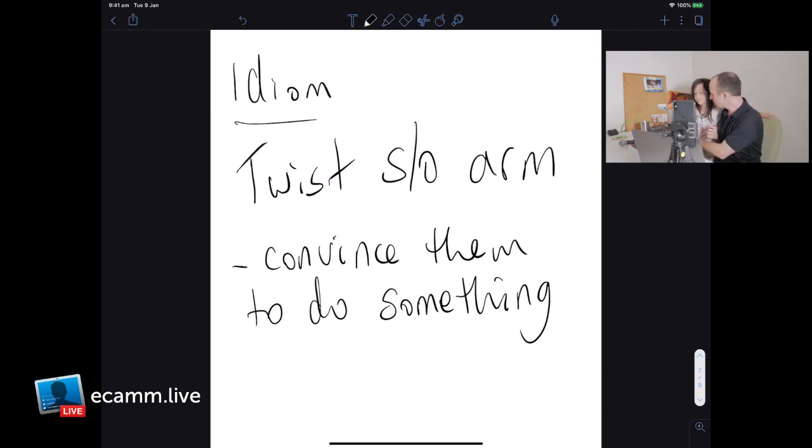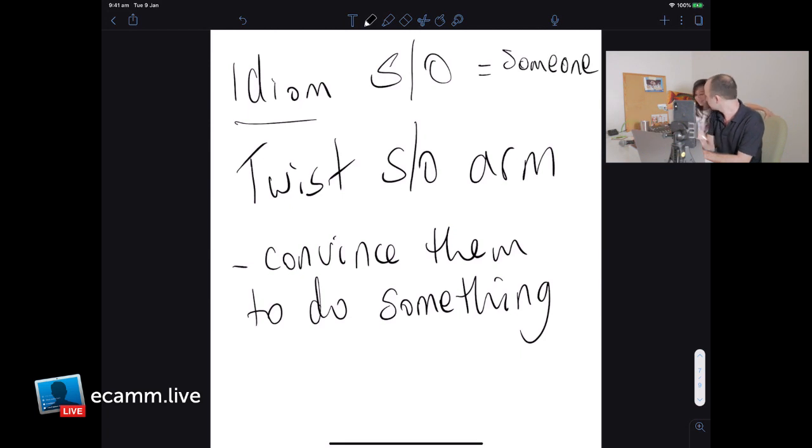Slow arm. So it says slow. It doesn't say slow arm. S-O means someone. I thought it was slow. Slow? What's a slow arm? Like this? Yeah, slow arm. And that's a quick arm? Yeah. Okay. All right. Sorry. Well, you don't have to watch.